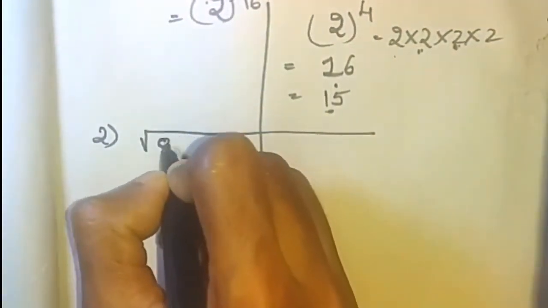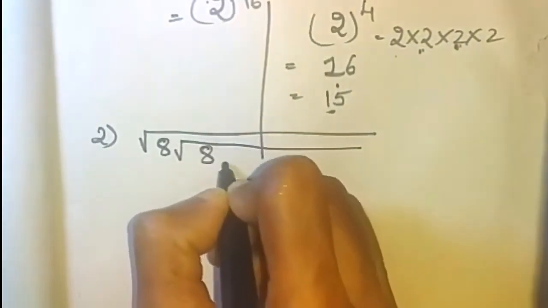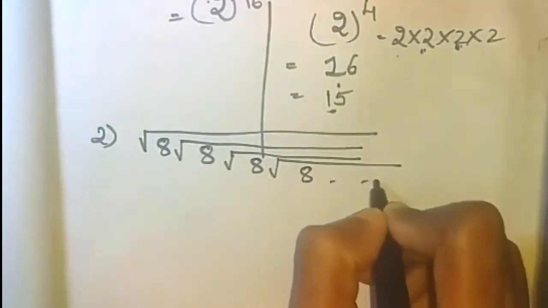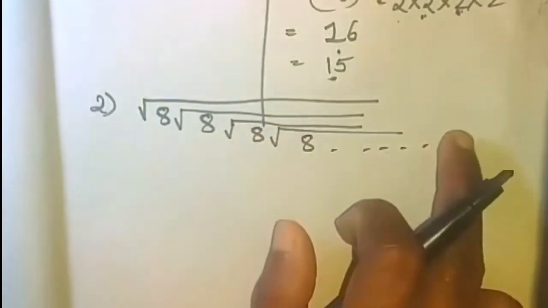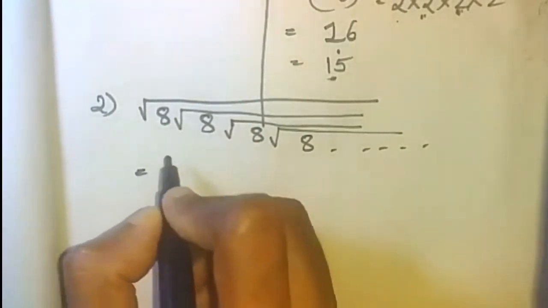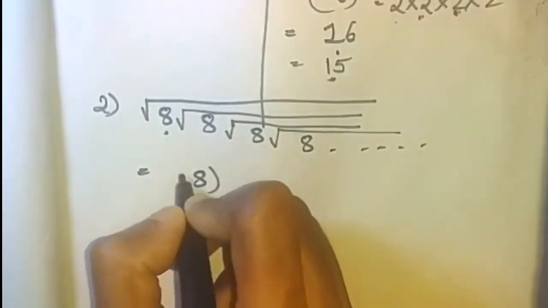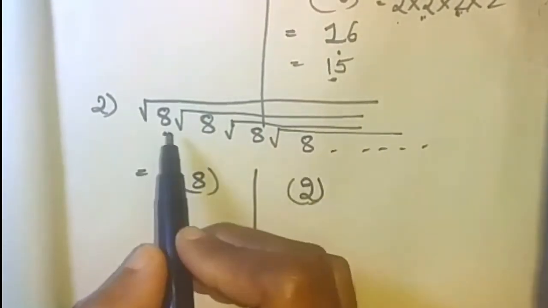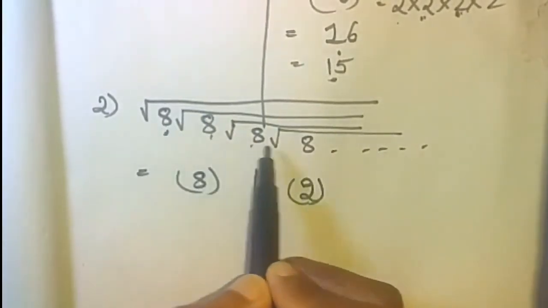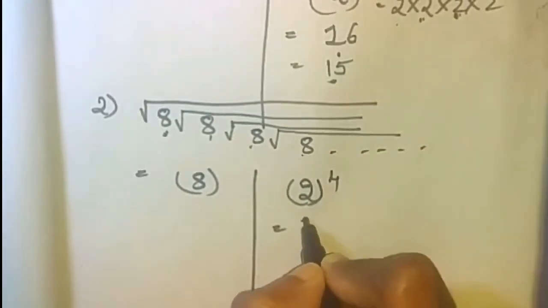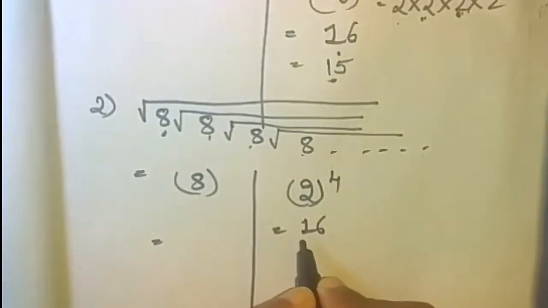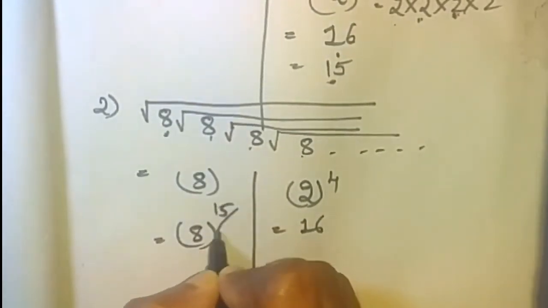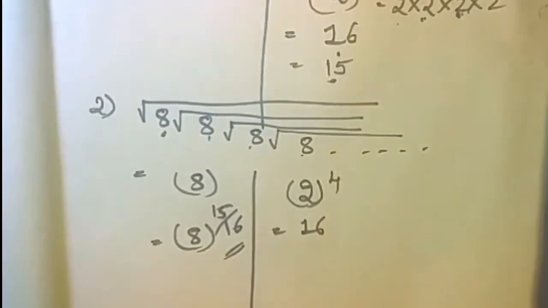Under root of 8, under root 8, under root 8, under root 8. If this is like this, not with infinity, that's the thing. So write the number 8, and on the other side, take 2. Now calculate how many 8's are there. 1, 2, 3, 4. 2 to the power of 4, 16. Now what is the answer? We have to subtract 1, right? Directly we can write there: 8 to the power of 15 by 16 is your answer.